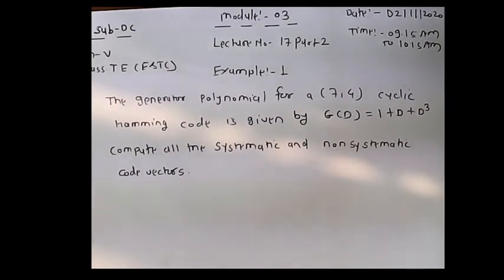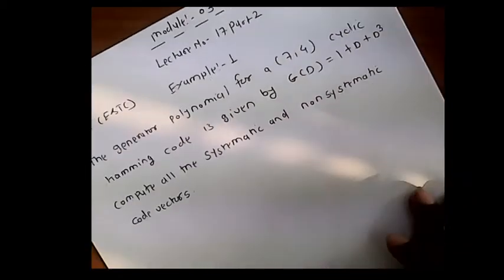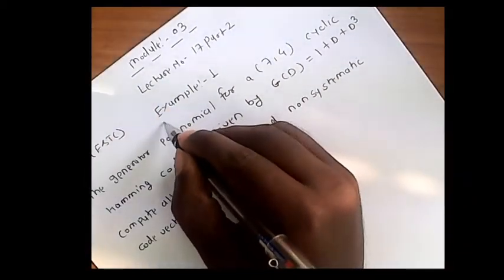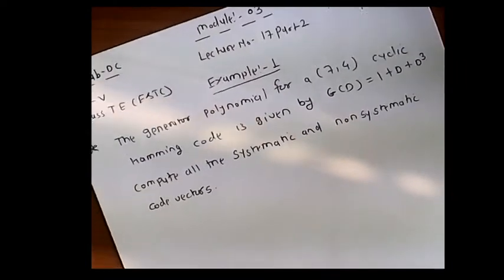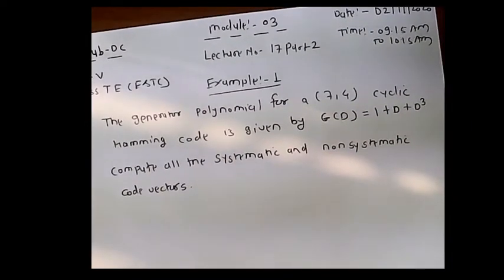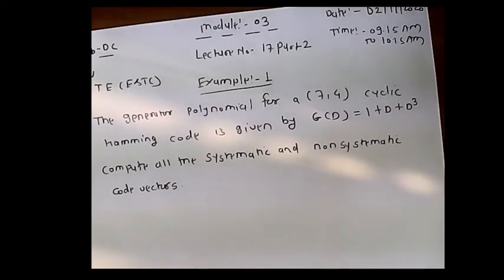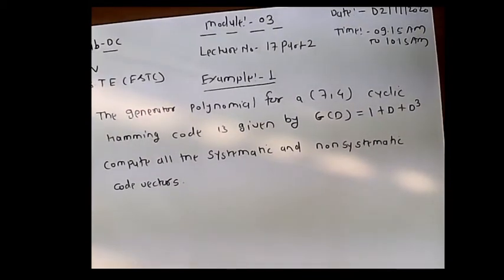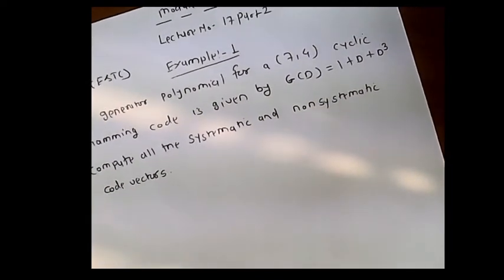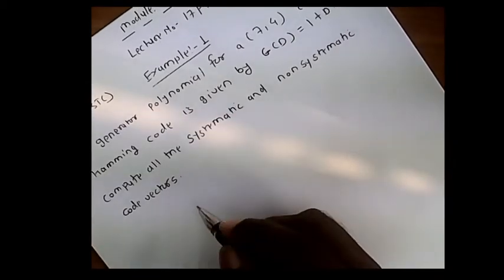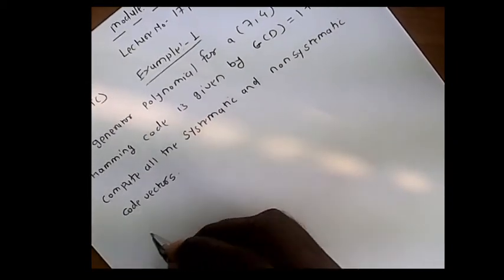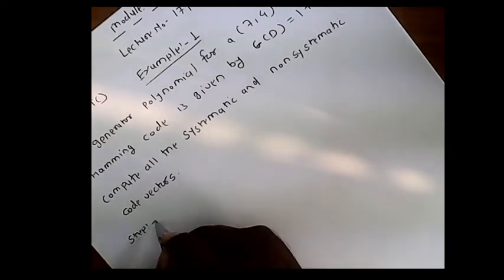So let us go to the first example. In this first example, the generator polynomial of a (7,4) cyclic Hamming code is given as g(D) = 1 + D + D^3. Compute all the systematic and non-systematic code vectors. So first, step 1, we obtain the non-systematic code vectors.